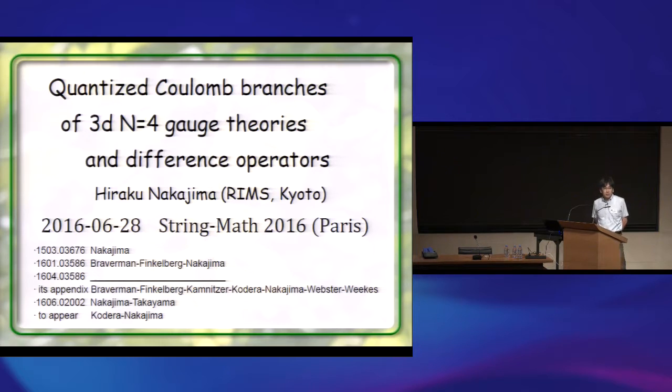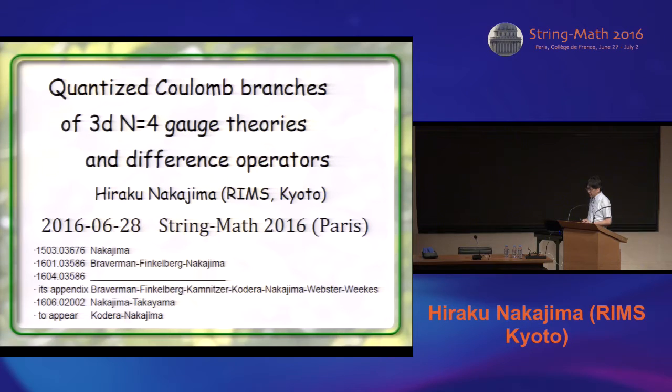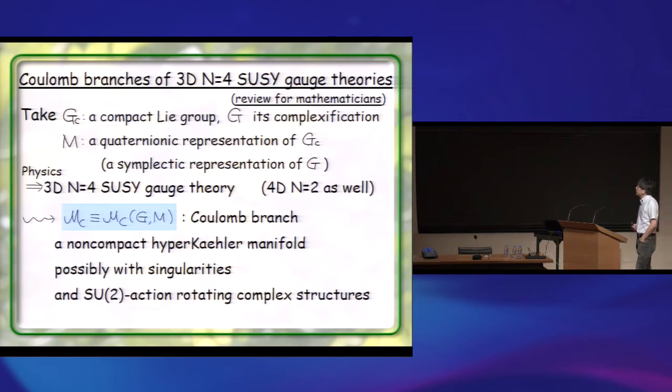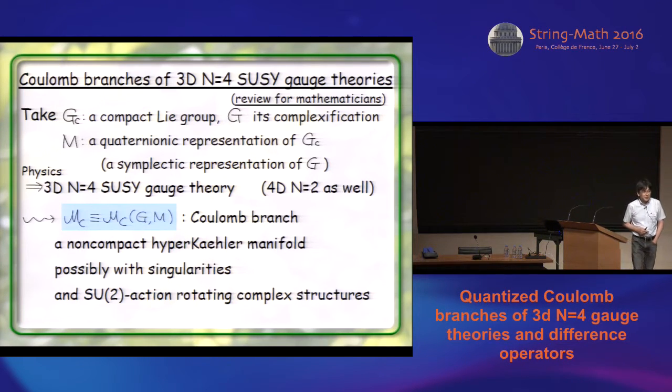the first half of my talk is a review of the general definition of a Coulomb branch, not the quantized one. I already gave a talk on the ordinary Coulomb branch several times, so I apologize if you already heard it many times, and I just need to repeat. So I first review the Coulomb branch of 3-dimensional N equals 4 supersymmetric gauge theories. This is for mathematicians, and I explain how I didn't understand the physicists' definition of Coulomb branch.